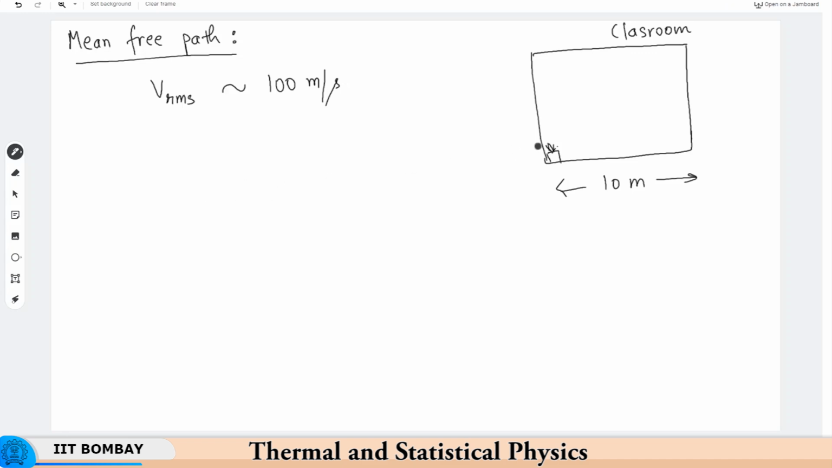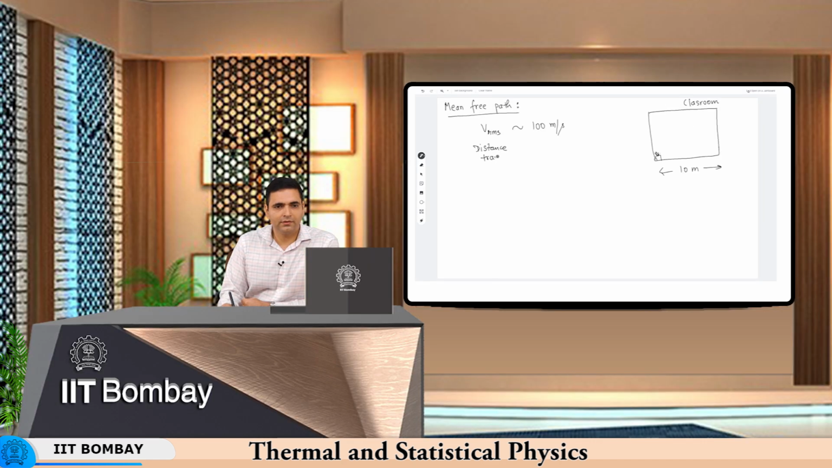Also the distance this molecule is going to move from one corner to the other is of the order of 10 meters. So, from these two numbers we can very easily estimate the time it will take for the smell of the perfume to travel to the other corner. That will be basically distance divided by speed, 10 over 100. So, this is like 0.1 second.